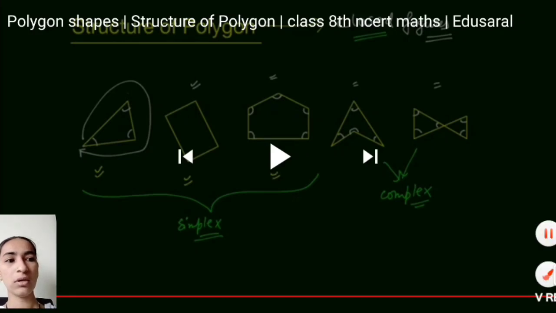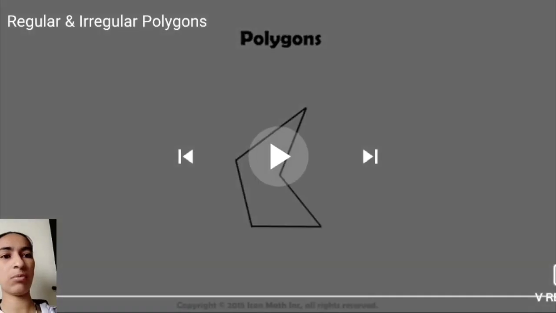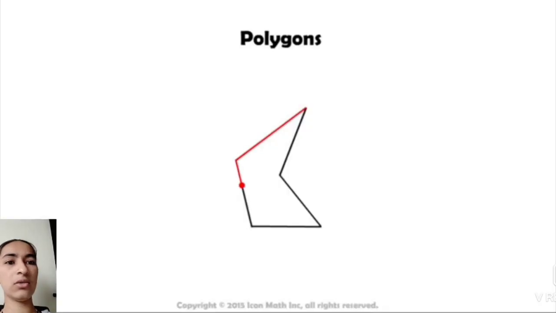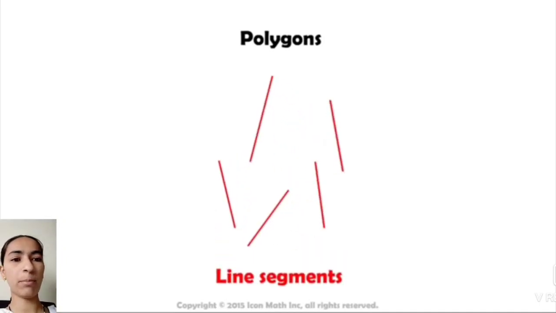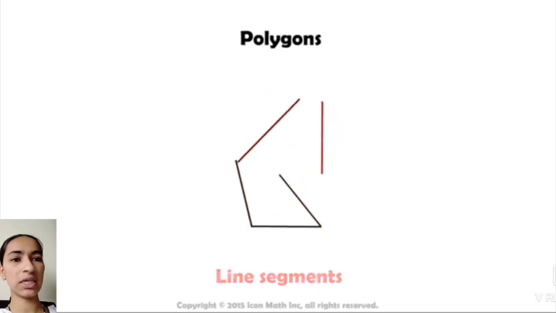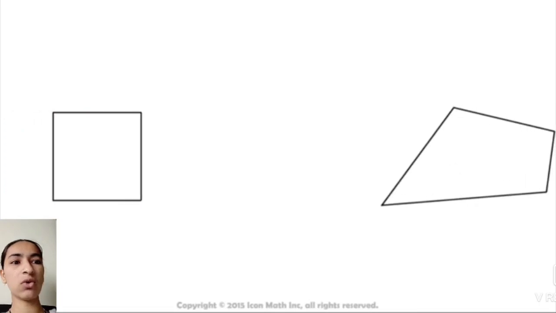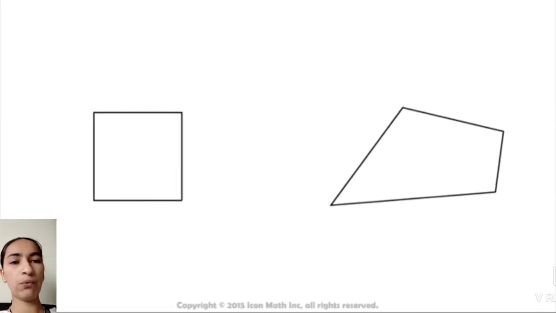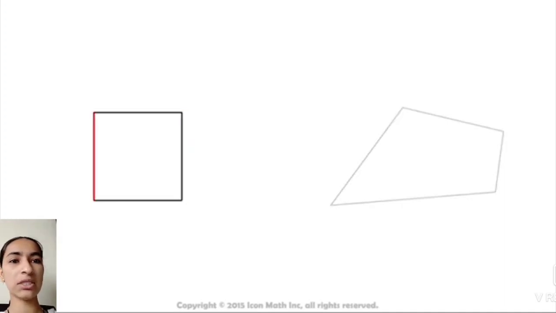Now you can see this is an example of polygon. You can see these red marks. It is a closed figure, so it is called polygon, and it is made up of line segments. These are line segments. Students, with the help of line segments it is made, so it is called polygon. Now these two figures, both are polygons, because they are made by line segments.